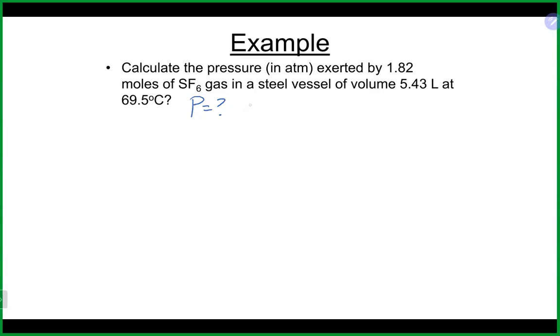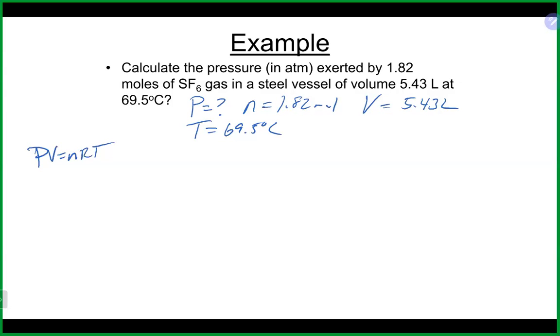We have 1.82 moles, which is n. We have a volume that is 5.43 liters, and we have a temperature that's 69.5 degrees Celsius. So clearly here we have one of everything. You can maybe see the ideal gas law would be the appropriate one to choose, and PV equals nRT would be the right one. Again, we have no two pressures, volumes, or anything like that, so none of the earlier gas laws would work in this situation.